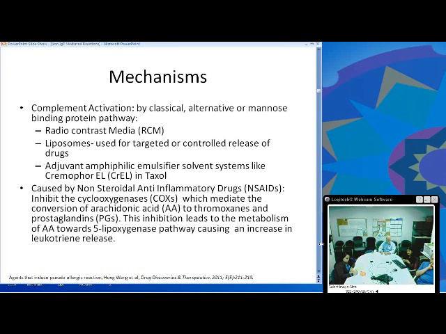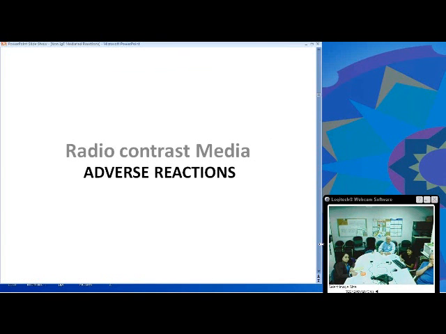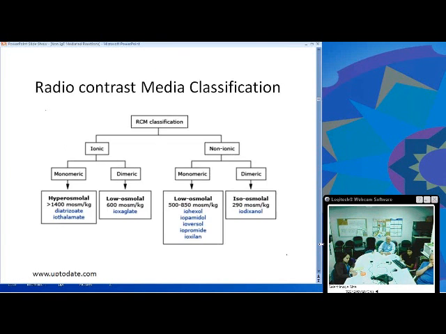Complement activation can occur via the classical, alternative, or mannose-binding protein pathway, and it is caused by radiocontrast media, liposomes, which are used for targeted or controlled release of drugs, or adjuvant solvent systems like Cremophor EL, which is used in Taxol and some other drugs too. And as I mentioned, the NSAIDs act via inhibition of COX enzymes. So let's start with the radiocontrast media.